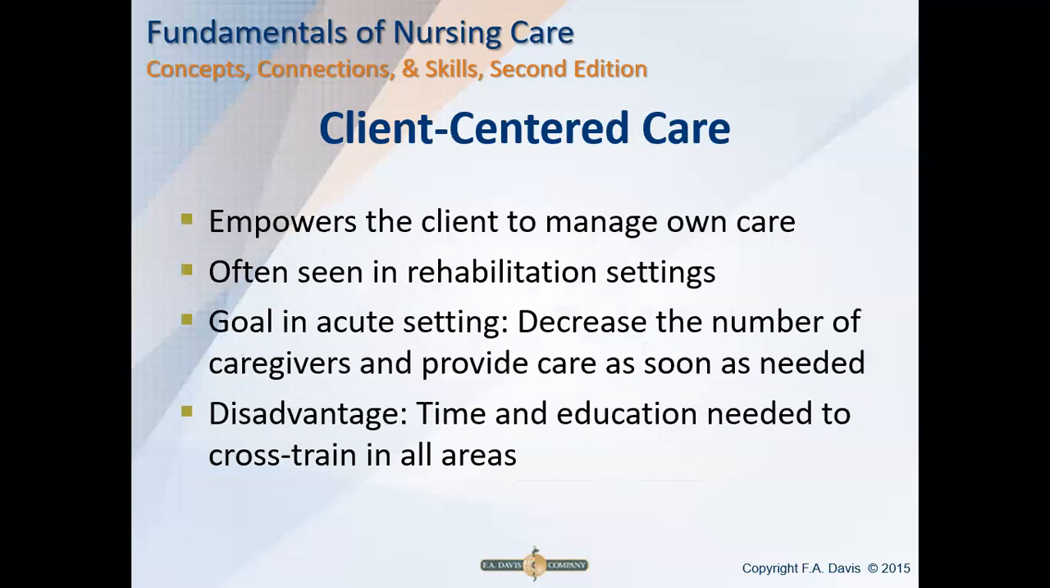Next here, client-centered care. This is our real goal. Whatever we do, everything is patient-centered. Patient and family-centered care, sometimes we call patient and family care. It empowers the client to manage their own care, often seen in rehabilitation settings. The goal in the acute setting is to decrease the number of caregivers and provide care as soon as needed, right?